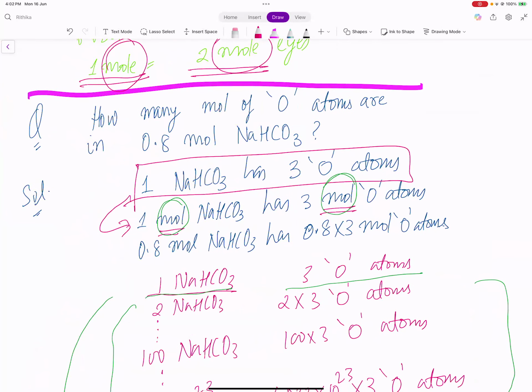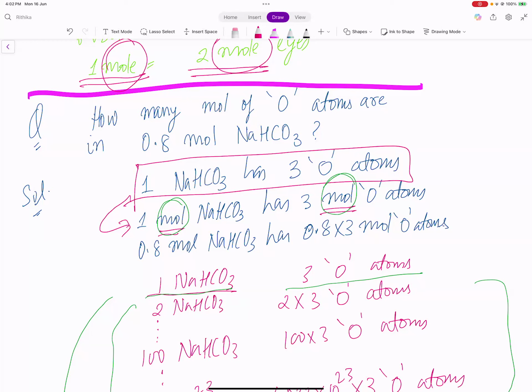So they're asking us for 0.8 mole, right? So if 1 mole has 3 mole O atoms, then 0.8 will have 0.8 into 3. Now, if it was either 2 NaHCO3 or 5 NaHCO3, will it affect the 0.8? No, right? Don't even think like that.